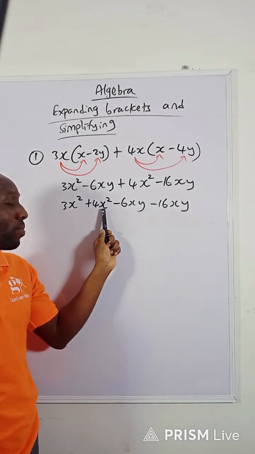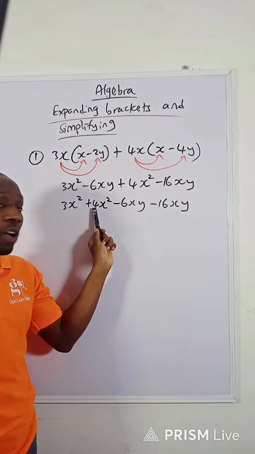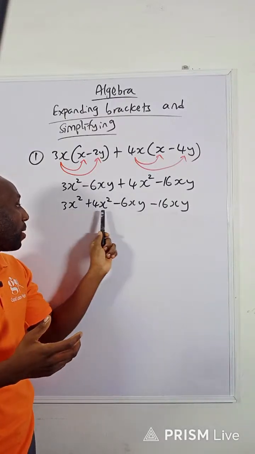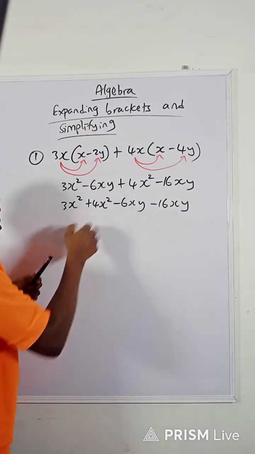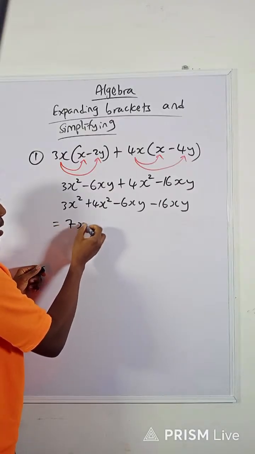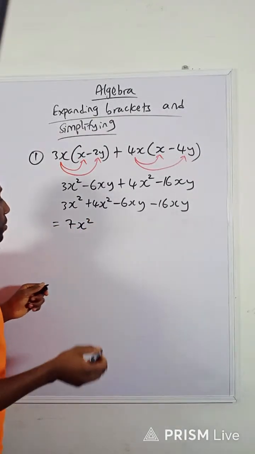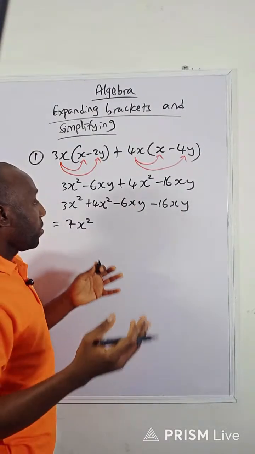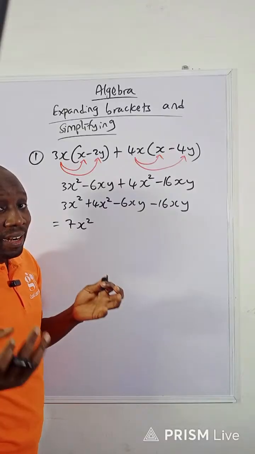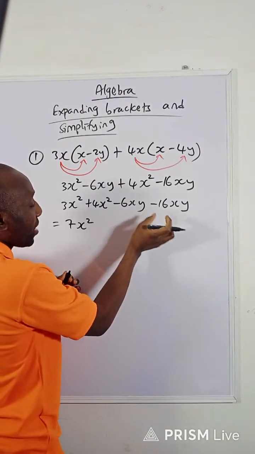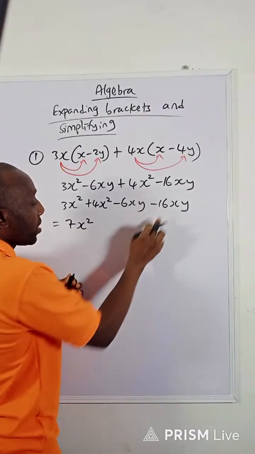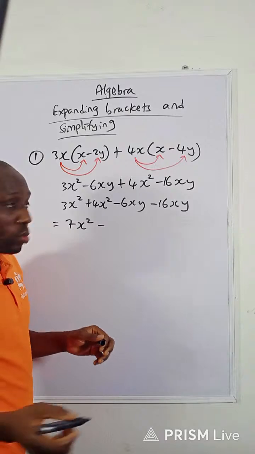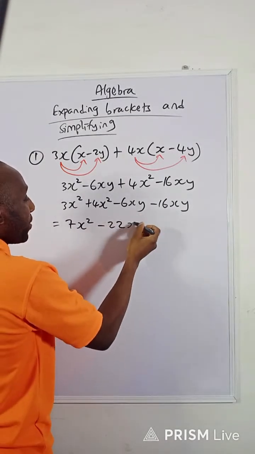So you have 3x squared plus 4x squared. 3 plus 4 is what? 7. You add the coefficients and maintain the letter, which is x squared. So that's 7x squared. That's how you add. Then you come here, you do negative 6. See, xy, they are the same, they are like terms. So you do negative 6 minus 16. What is negative 6 minus 16? Negative 22. So negative 22xy.